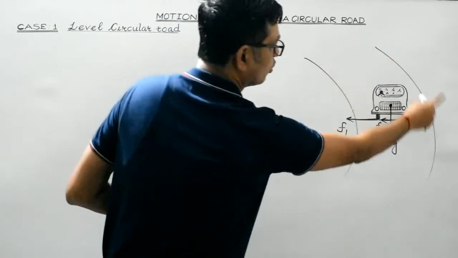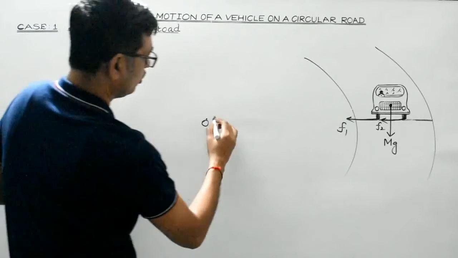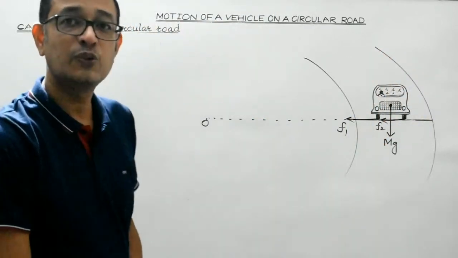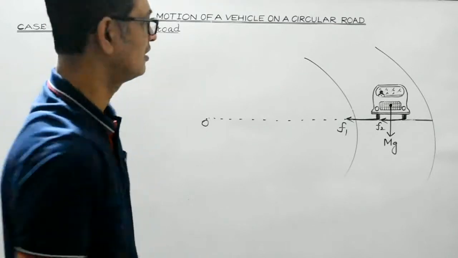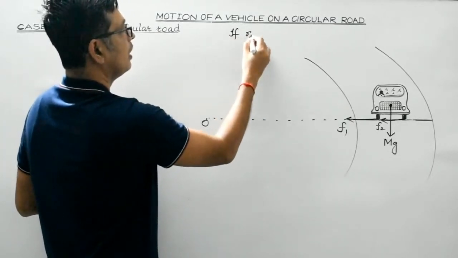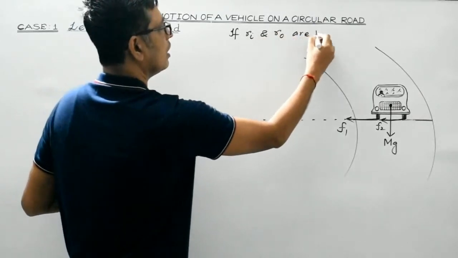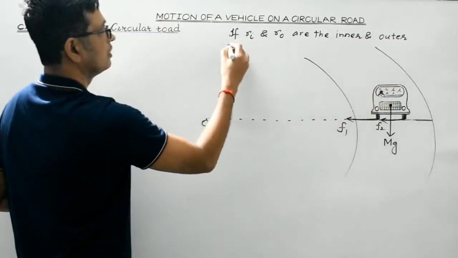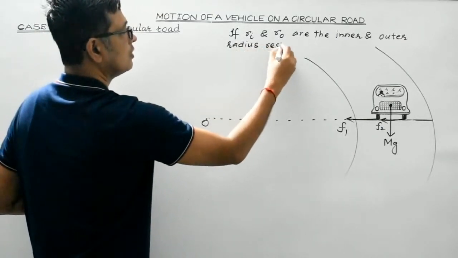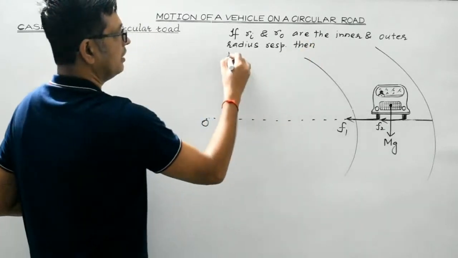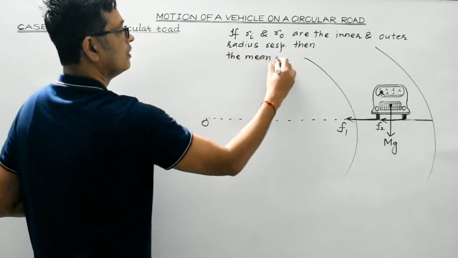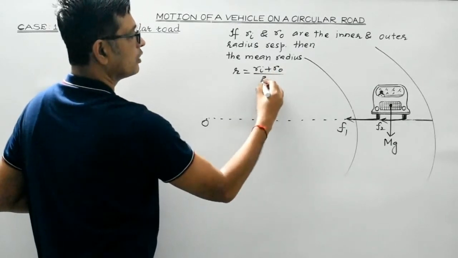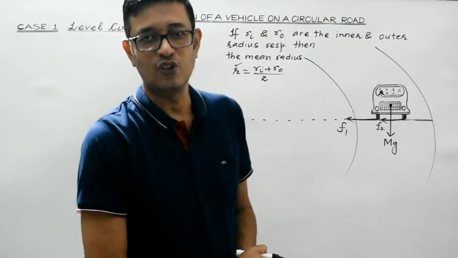This is the inner one and this is the outer one. Suppose this is the center. So this will be the radius. This is the inner radius and this is the outer radius. We'll consider small r to be the mean radius. If Ri and R naught are the inner and the outer radius respectively, then the mean radius of the track would be given by obviously Ri plus R naught divided by 2. So we will consider this to be the mean radius of the circular track.